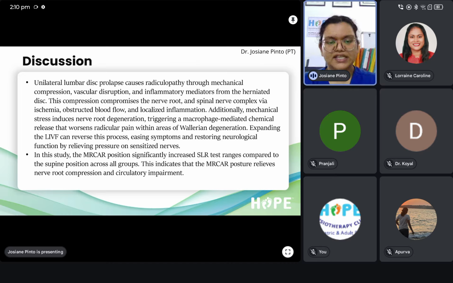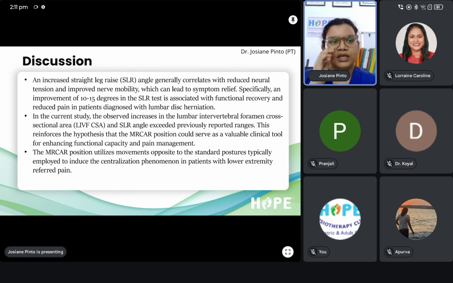So in this study, the MRCAR position significantly increased SLR test ranges compared to the supine position across all groups. This indicates that the MRCAR posture relieves nerve root compression and circulatory impairment. An increased SLR angle generally correlates with reduced neural tension and improved nerve mobility, which can lead to symptom relief.